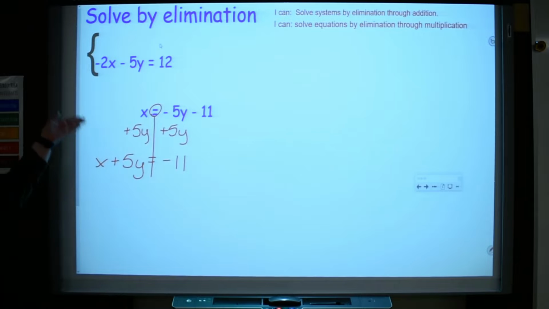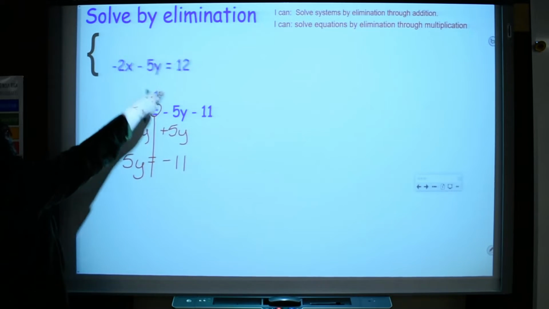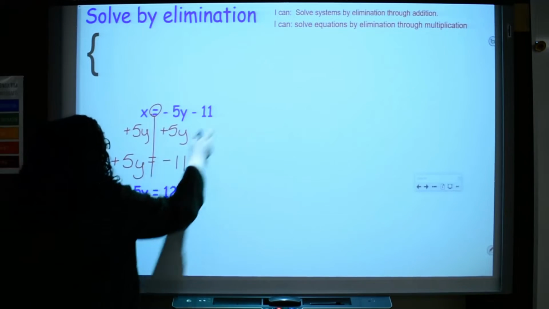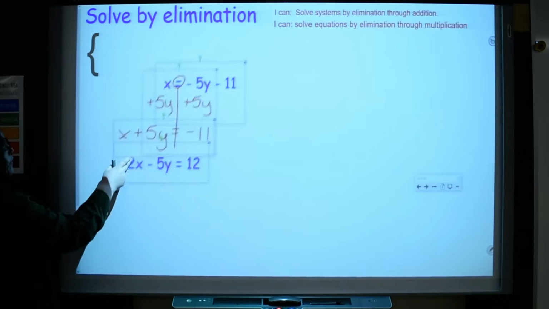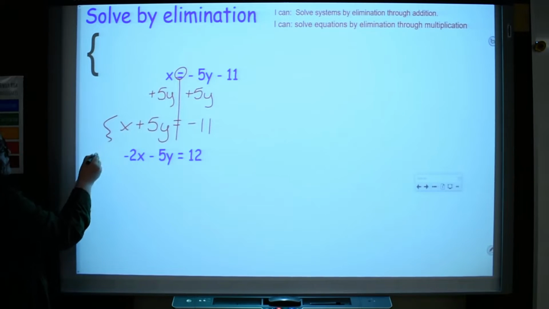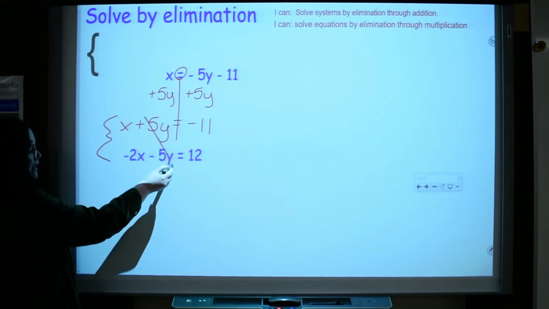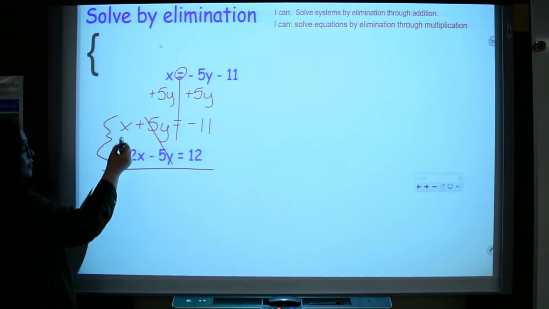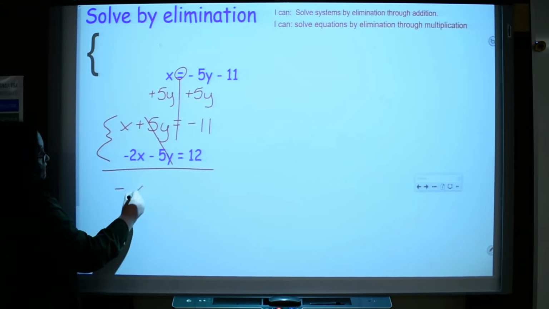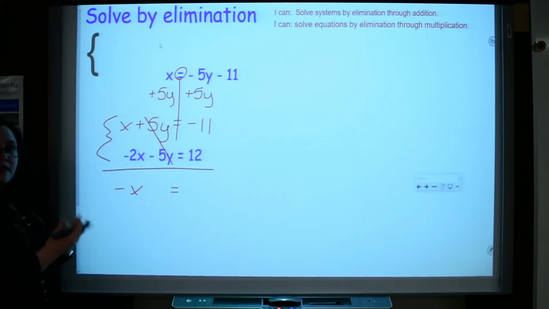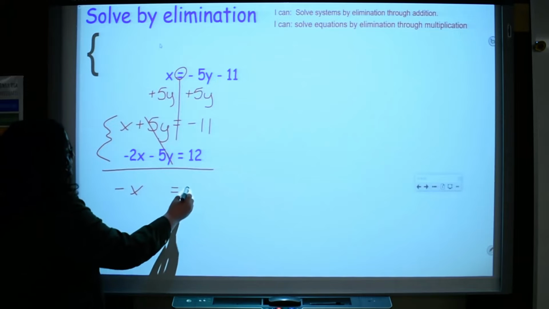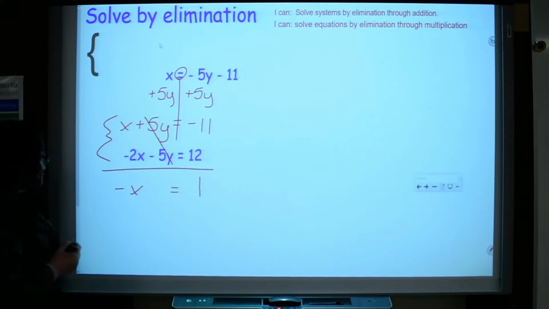Those 5s, we've got a positive and negative. Perfect. Let's just reorganize a little bit. All right, this is our system that we are working with. We've got the 5y and the negative 5y. Those two are going to cancel. X plus a negative 2x is going to be a negative x equals negative 11 plus 12 is going to be a positive 1. Excellent.